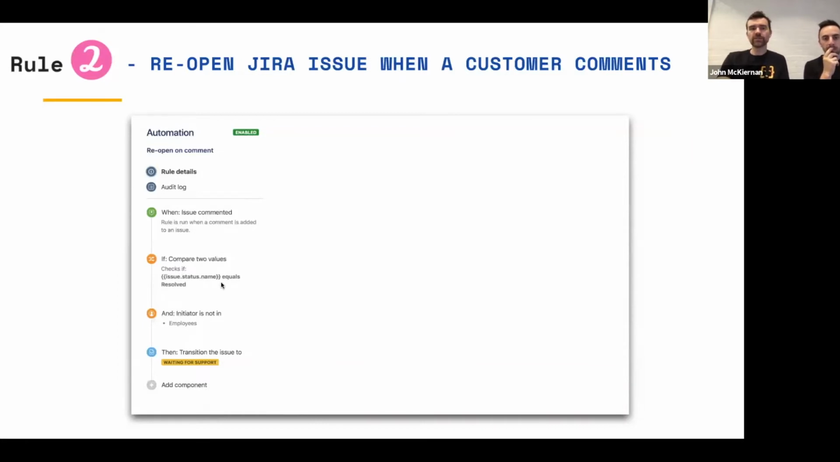First one here is a compare condition. So any issue status that is resolved, we're going to look for that. And we're also going to use a user condition and make sure that the initiator is not an employee. So basically, we want to make sure that it's not myself or Andreas who's left a comment, but definitely a customer who's left a comment on an issue that was already resolved. And when that's happened, we're going to transition the issue to waiting for support.